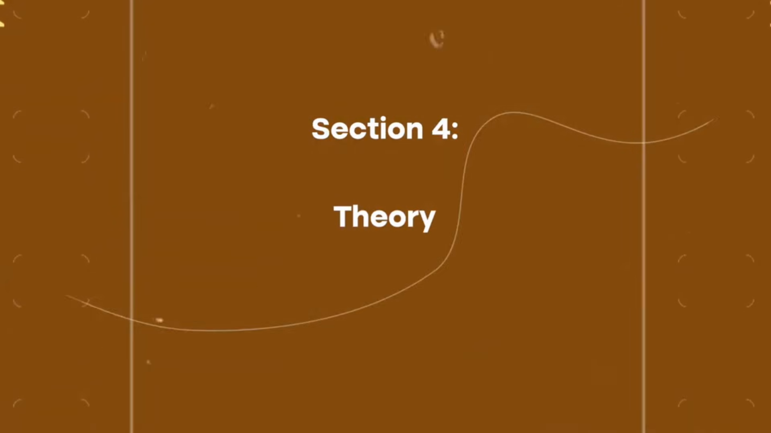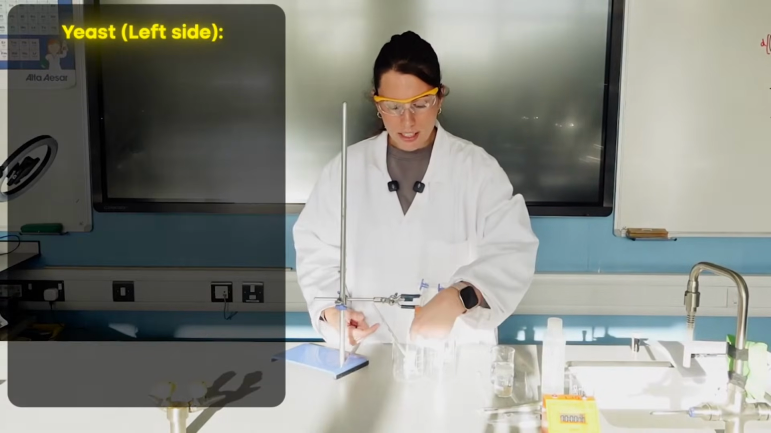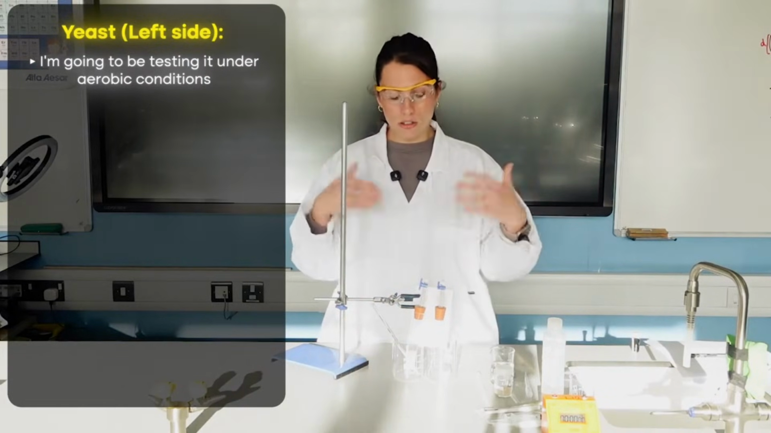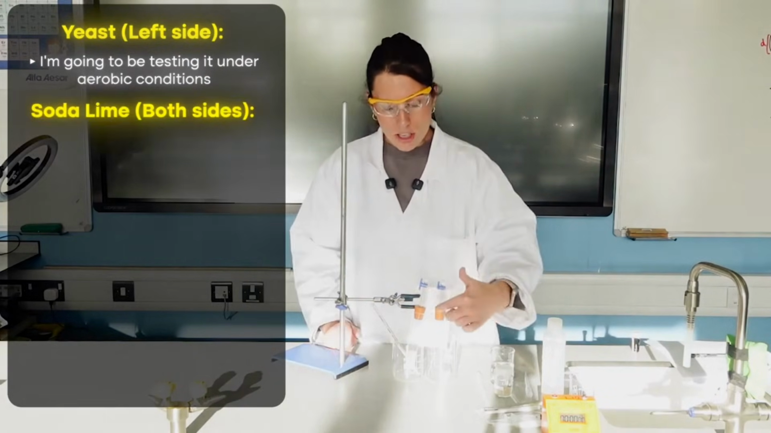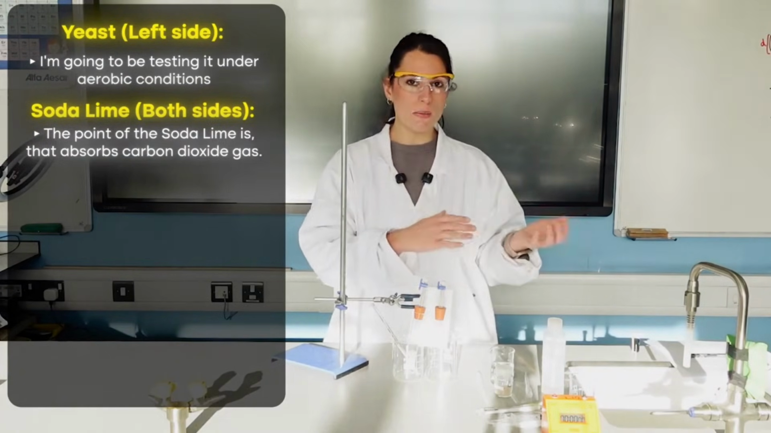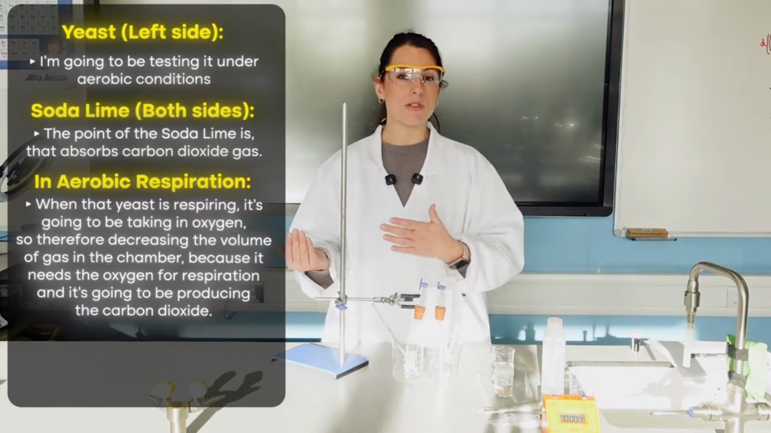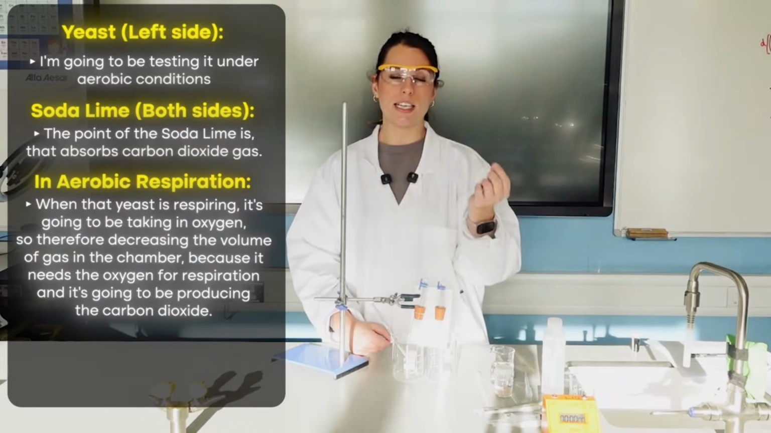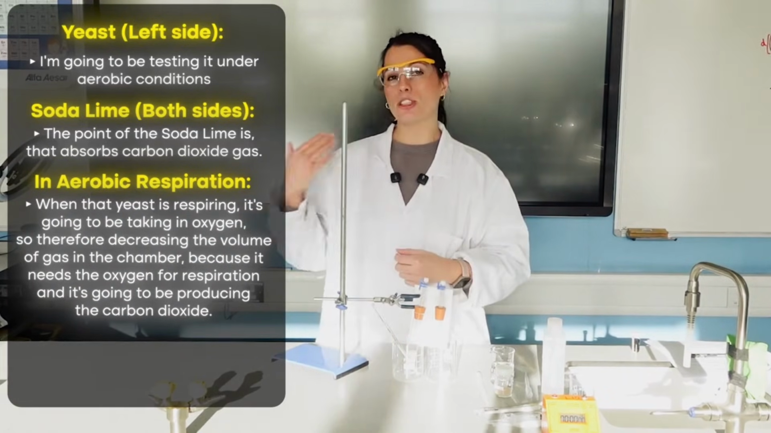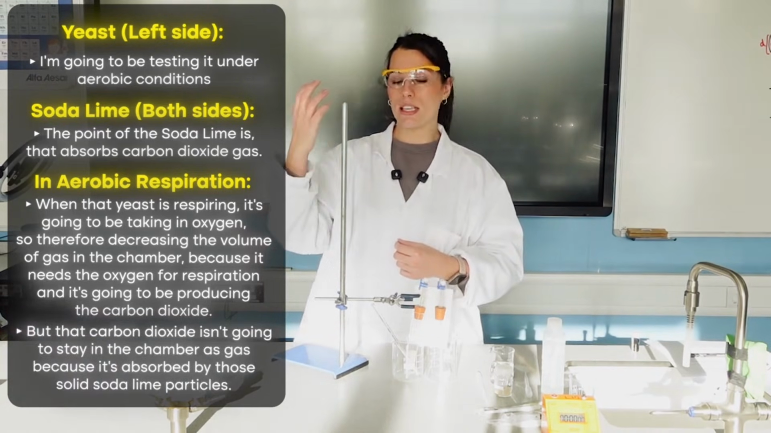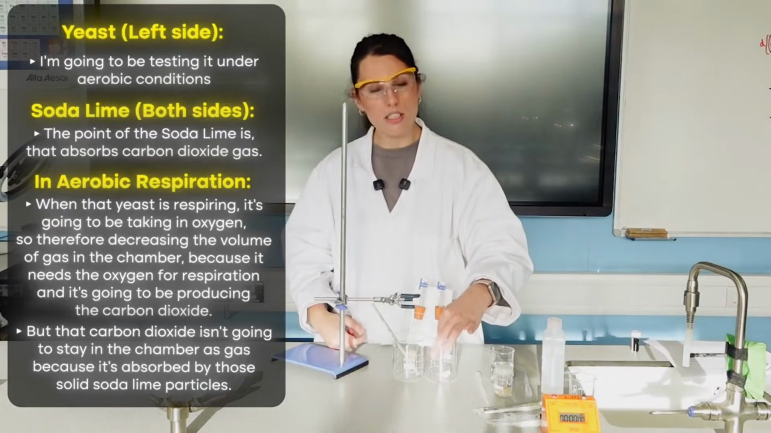So let's just go through the theory of this experiment and explain what we expect to happen. We've got the yeast on this side, and I'm going to be testing it under aerobic conditions, so there is oxygen already within those chambers. Now I've got the soda lime on both sides. The point of the soda lime is that it absorbs carbon dioxide gas. And in aerobic respiration, when that yeast is respiring, it's going to be taking in oxygen, so therefore decreasing the volume of gas in the chamber, and it's going to be producing carbon dioxide. But that carbon dioxide isn't then going to stay in the chamber as gas because it's absorbed by those solid soda lime particles.